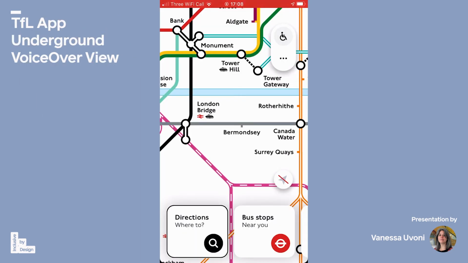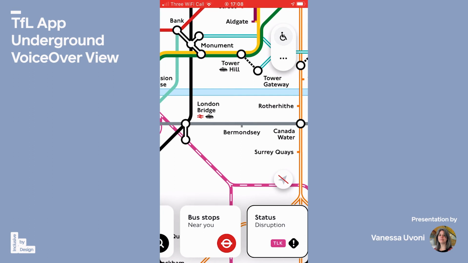TFLGO. Directions. Where to? Button. Tap to search for a destination. Directions. Where to? Bus stops. Near you. Button. Status. Disruption famous link. Button. Tap for details. Location services turned off. Step free mode off. Submenu. Button. Submenu. Step. Location. Status. Disruption famous link. Button. Tap for bus stops near you. Button. Tap to browse nearby stops.